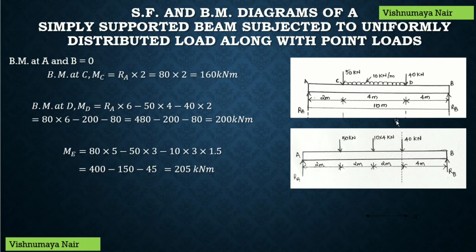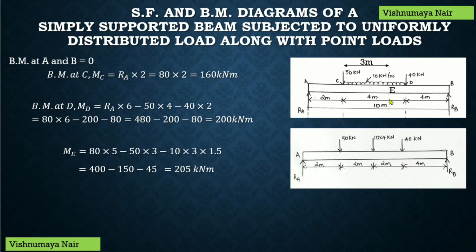Therefore, the resultant moment at this section will be equal to RA into 6 minus 50 into 4 minus 40 into 2, which will be equal to 80 into 6 minus 200 minus 80, which is equal to 480 minus 200 minus 80, which is equal to 200 kilonewton meter. Therefore, the moment at the point D, MD will be equal to 200 kilonewton meter.